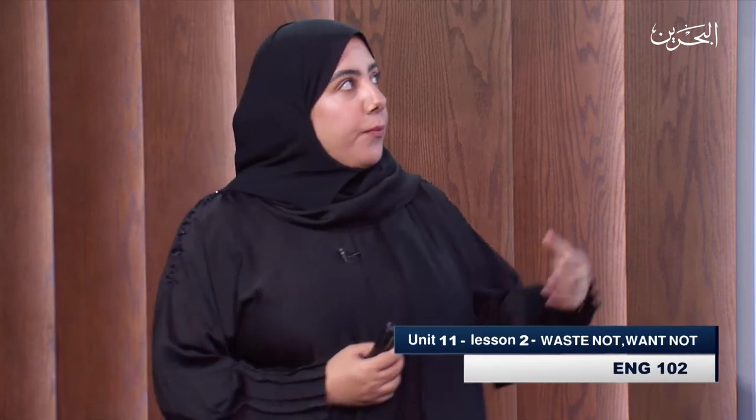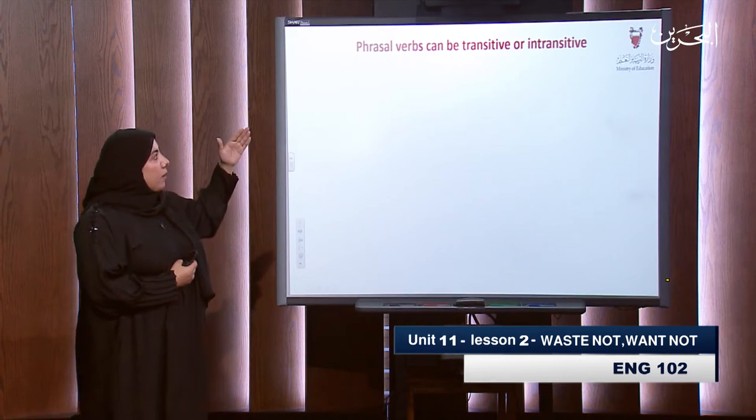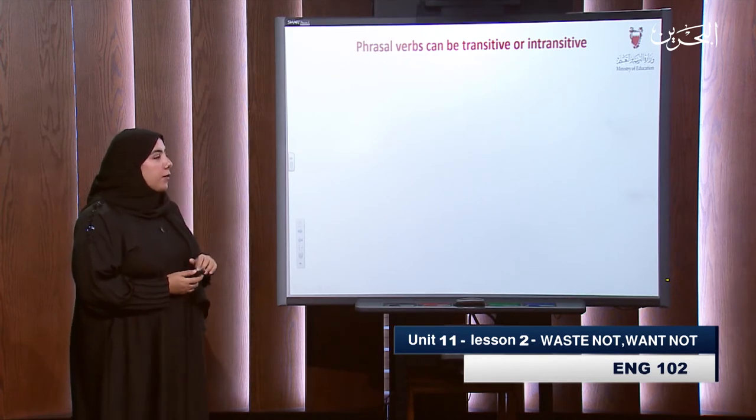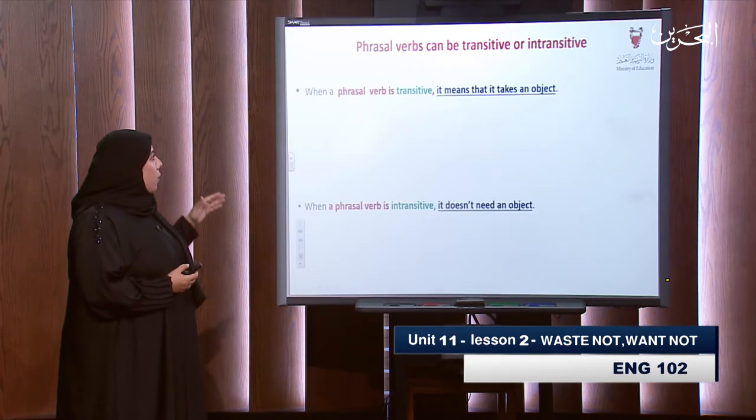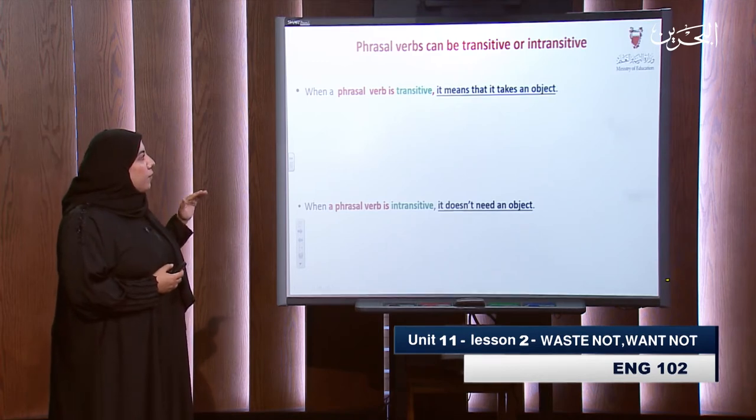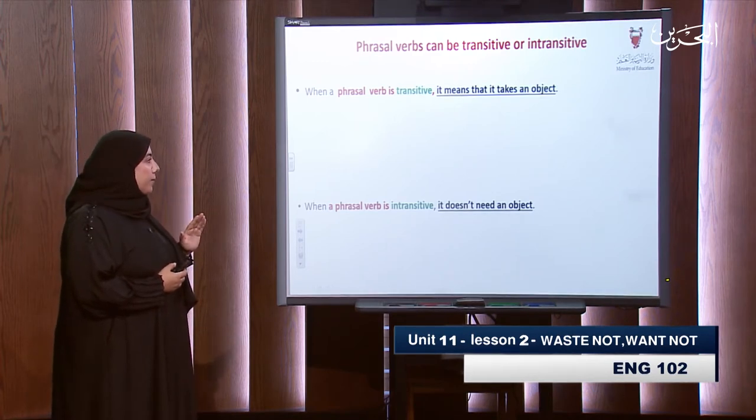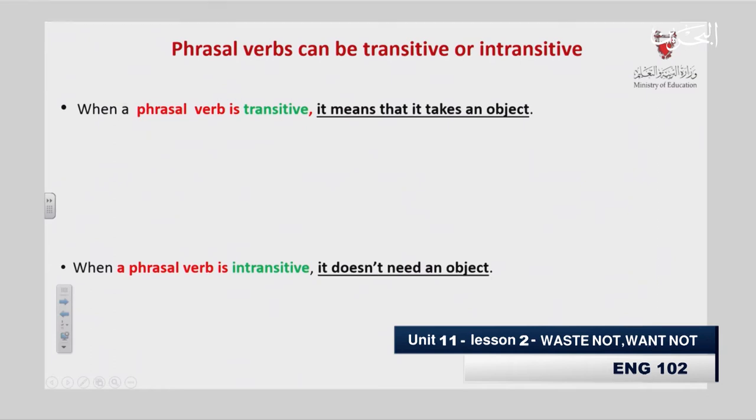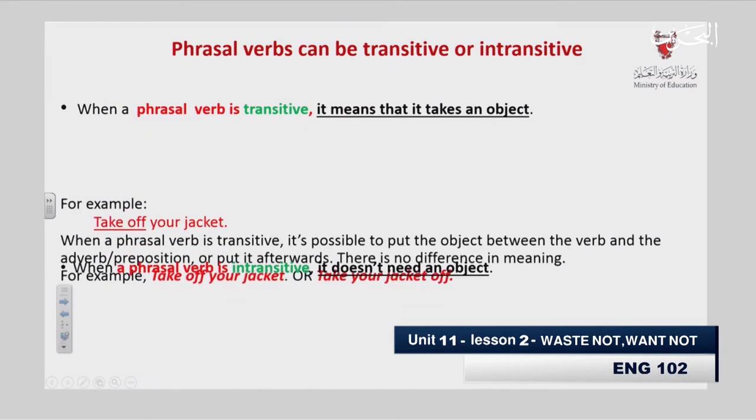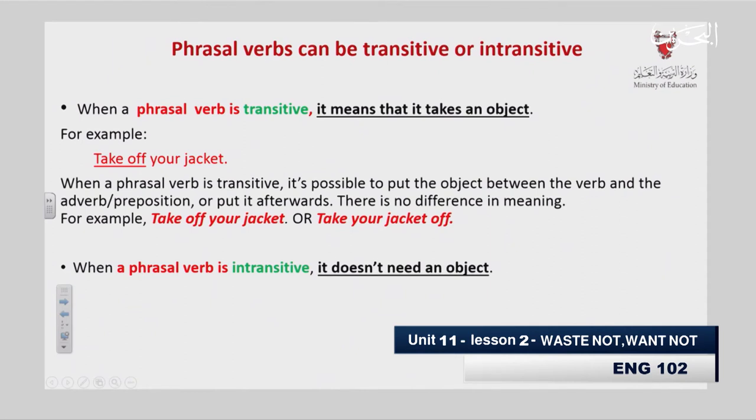Now you have two types of phrasal verbs. It can be transitive or intransitive. When a phrasal verb is transitive, it means that it takes an object. When a phrasal verb is intransitive, it doesn't take an object. Let's focus on some examples to clarify the meaning.